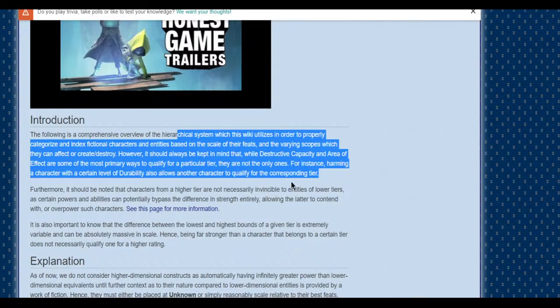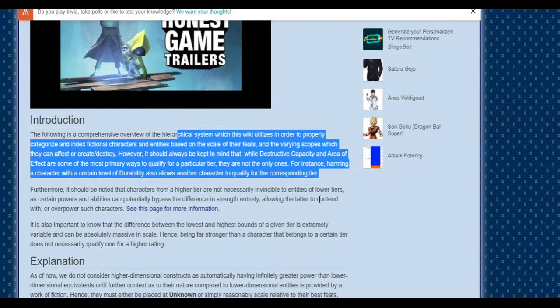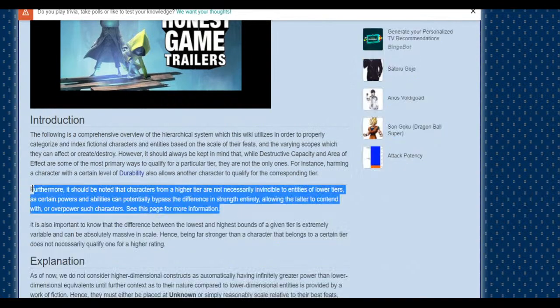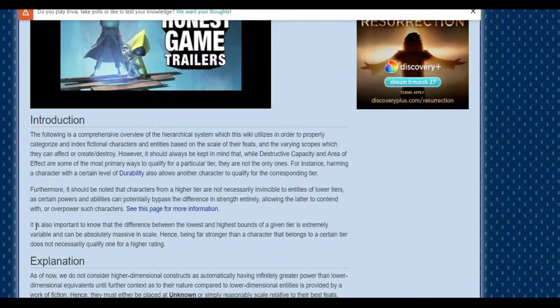Furthermore, it should be noted that characters from higher tiers are not necessarily invincible to entities of lower tiers, as certain powers and abilities can potentially bypass different strains. So this guy literally ignored this part that they stated. They literally are making it clear.